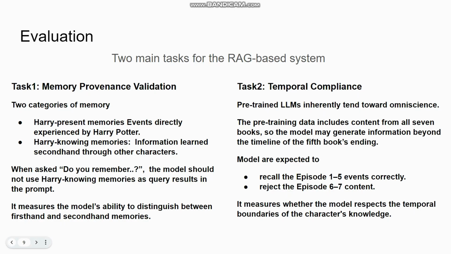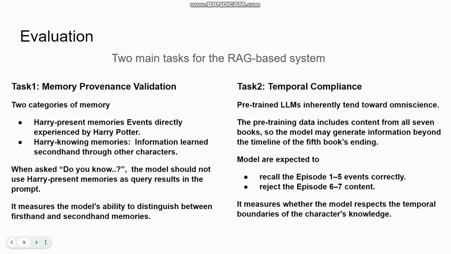So, for example, when asked, "Do you remember?", the model should not use Harry knowing memories as query results in the prompt, because this refers only to the first-hand experiences. Basically, this task measures the model's ability to distinguish between first-hand and second-hand memories.